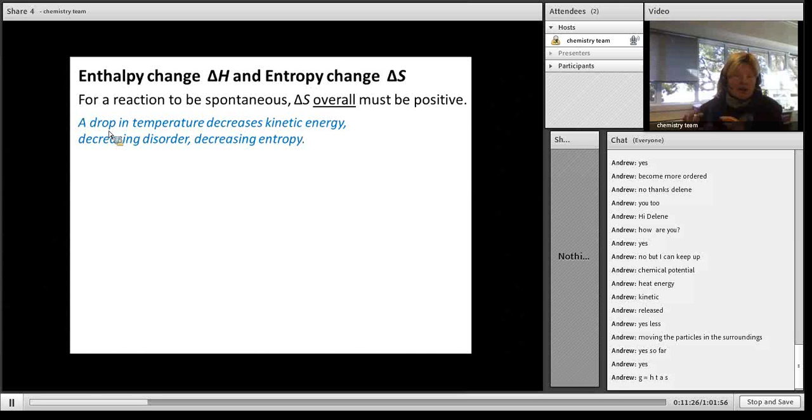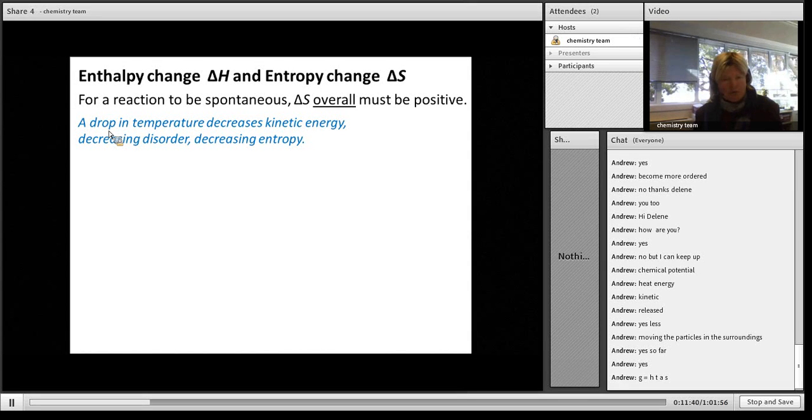So, if I'm trying to relate enthalpy with entropy, remember a drop in the temperature decreases the kinetic energy. So if I'm having, for instance, an endothermic reaction, the temperature is dropping because it's trying to suck in energy from the outside. So a drop in temperature decreases the kinetic energy of the system. And so if the kinetic energy is decreasing, the disorder is going to decrease in the system and the entropy is going to decrease. Is that sort of clear?